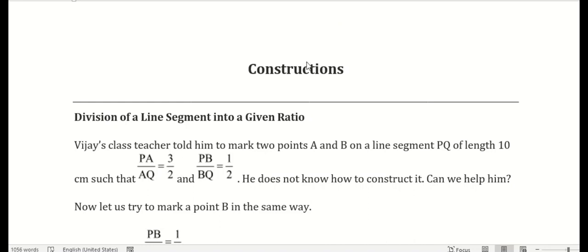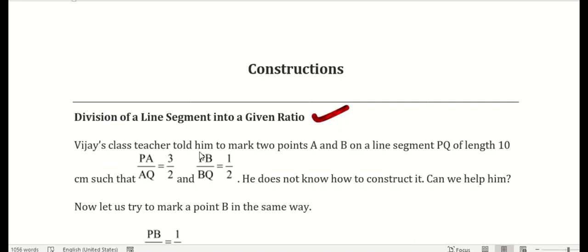Today we will discuss some important points which help us in the 2024 board exam. So let's get started. As you see on the screen, the topic is construction, right? First, division of a line segment into a given ratio.